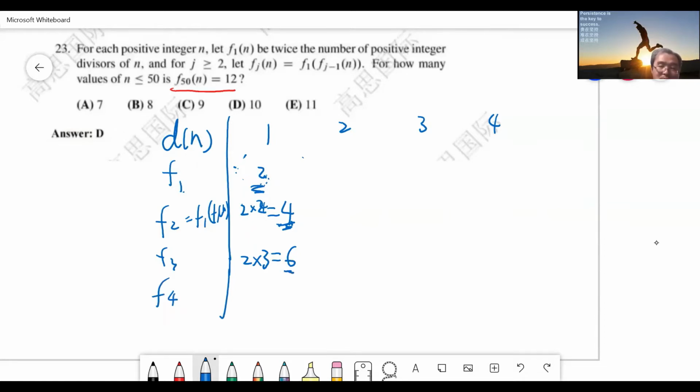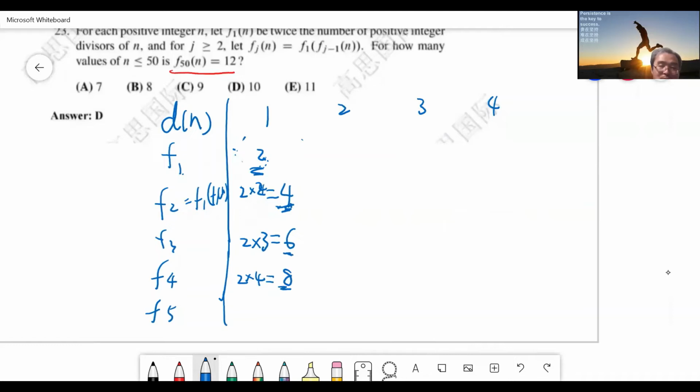f4 of this: it equals 2 times 3, and 6 has 4 divisors, right? So this is 2 times 4, which equals 8. Now what about f5? Look at f4, which is 8, 2 to the power 3. It has 4 divisors, so that's 2 times 4 equal to 8 again. If we continue with f6, it keeps giving 8. So if a number has only 1 factor, there's no way to reach 12.